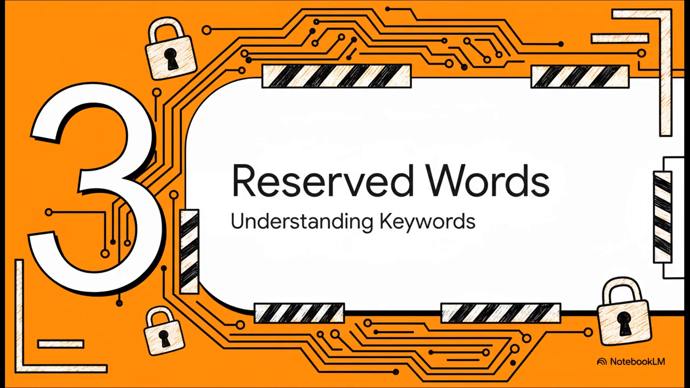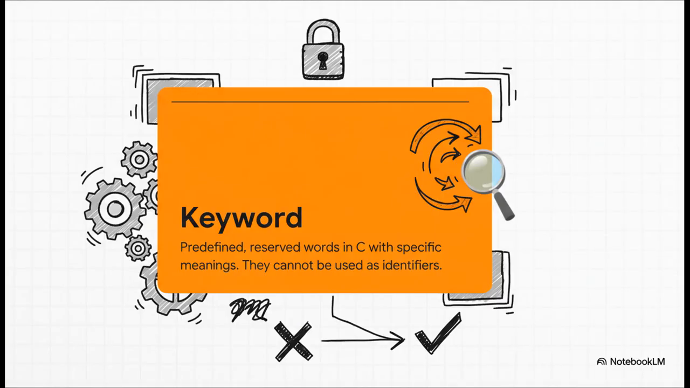And that brings us to exactly why float was on that invalid list. It belongs to a very special club of words that are reserved by the C language itself. They have pre-programmed meanings, and they are completely off limits for you to use as your own names. These special reserved words are called keywords. The best way to think of them is as built-in commands that the C compiler is already hardwired to understand. Their meaning is set in stone, and they form the absolute grammar of the language.